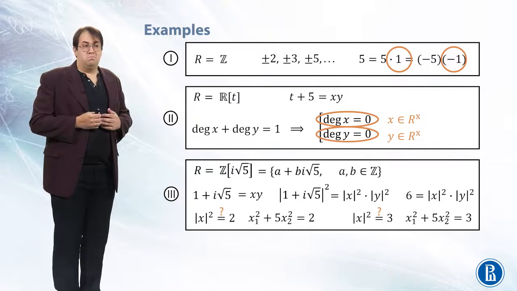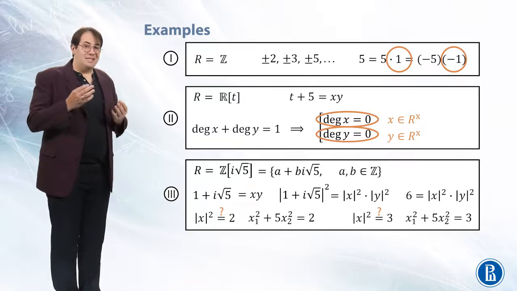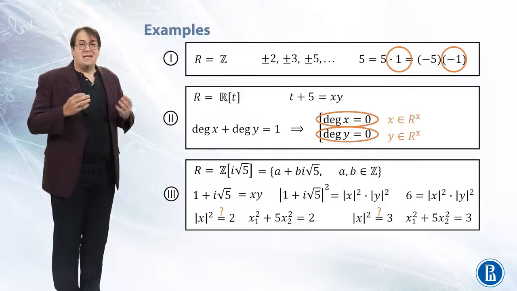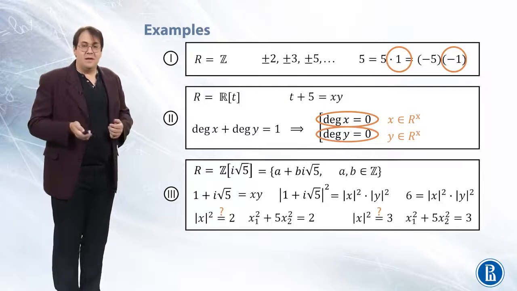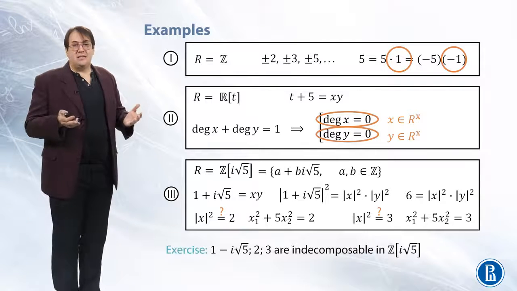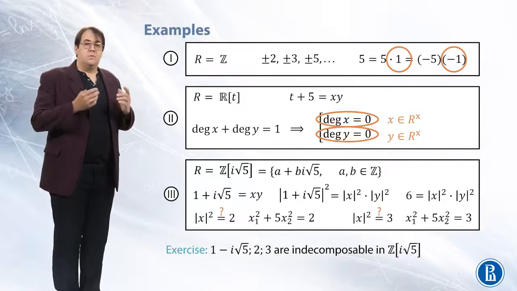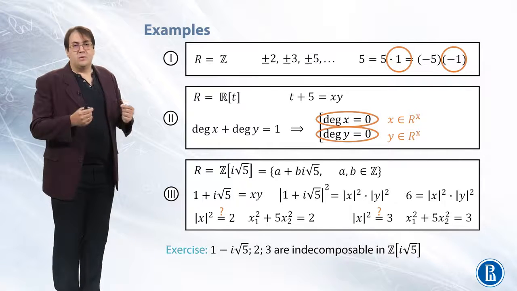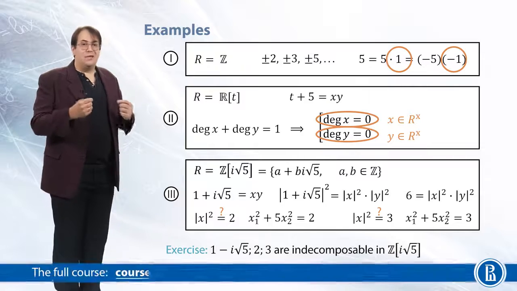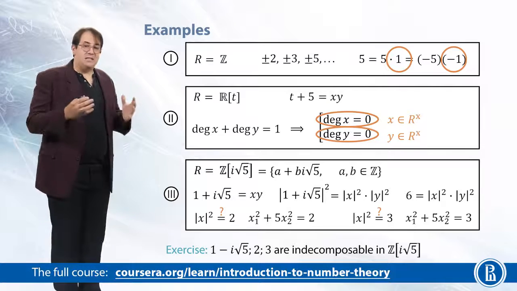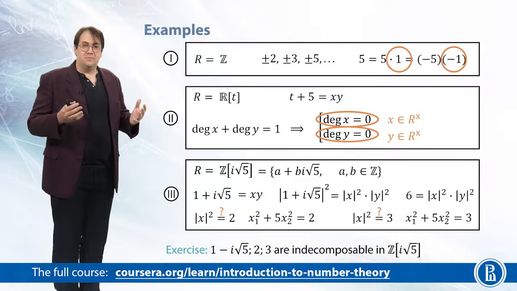I believe that it means that our element 1 plus i square root of 5 is indecomposable in this ring. And as an exercise, I suggest you prove that also 1 minus i square root of 5 and also the number 2 and also the number 3, as elements of this ring, are also indecomposable. Good luck.